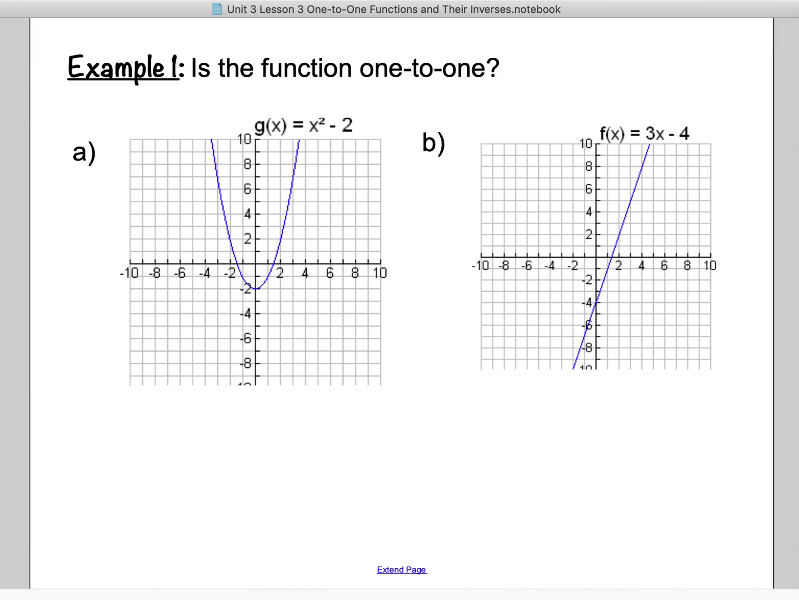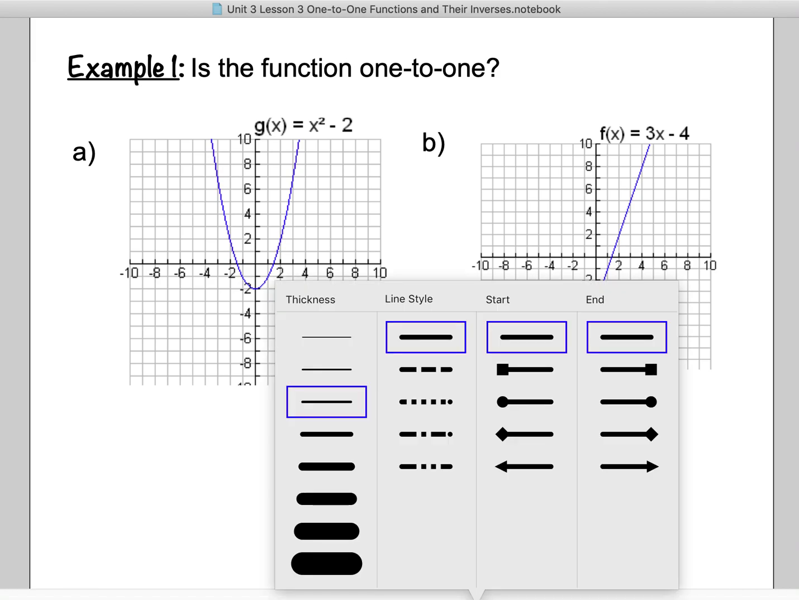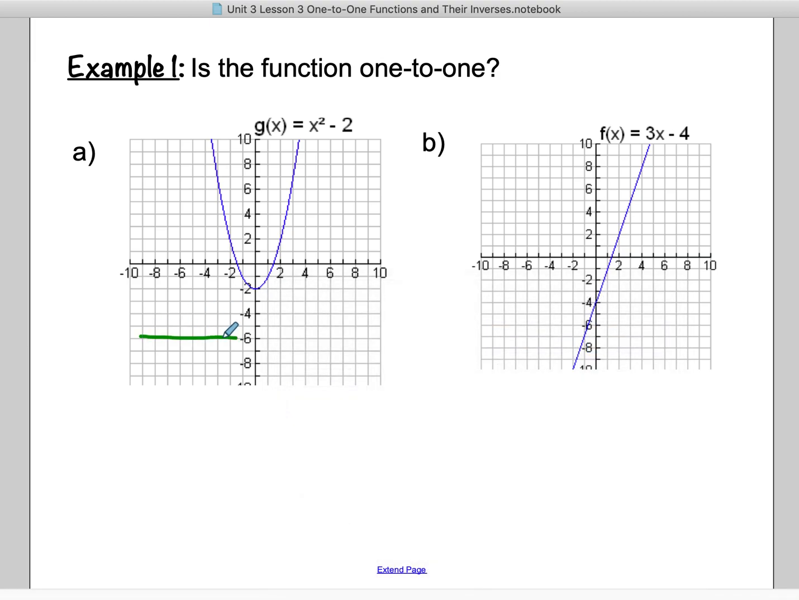Example 1, is the function one-to-one? We do the horizontal line test. So what I would do is draw myself a horizontal line. And if I were to take it and go up and down along here, does it touch more than one point at a time? Yes, it does. So that means it fails the horizontal line test. So we fail the HLT, the horizontal line test. So is this one-to-one? No.